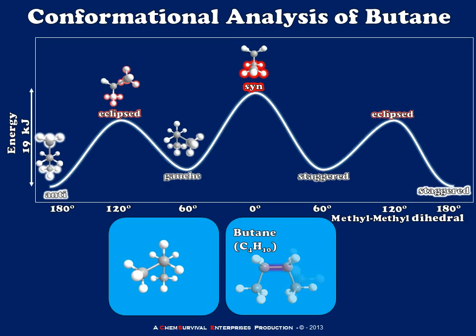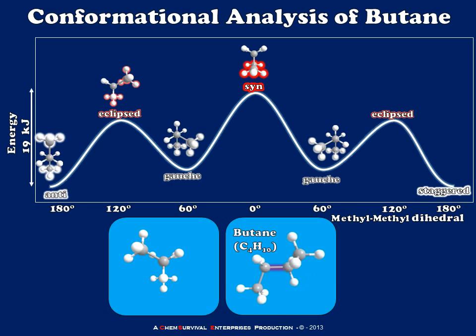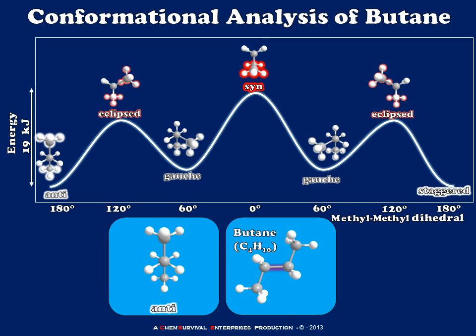Another 60-degree rotation will take me back to another gauche orientation. Yet another 60-degree rotation leads me again to an eclipsed conformer in which my largest substituents are eclipsing smaller ones. And my final 60-degree rotation will bring me back to my starting point in an anti-conformation.